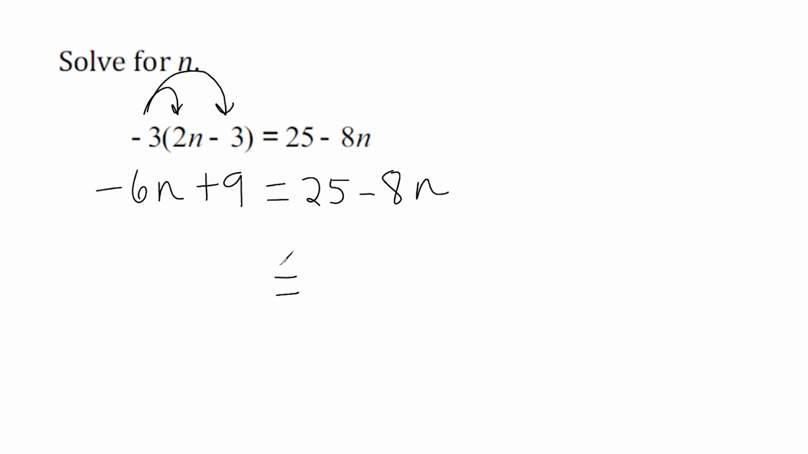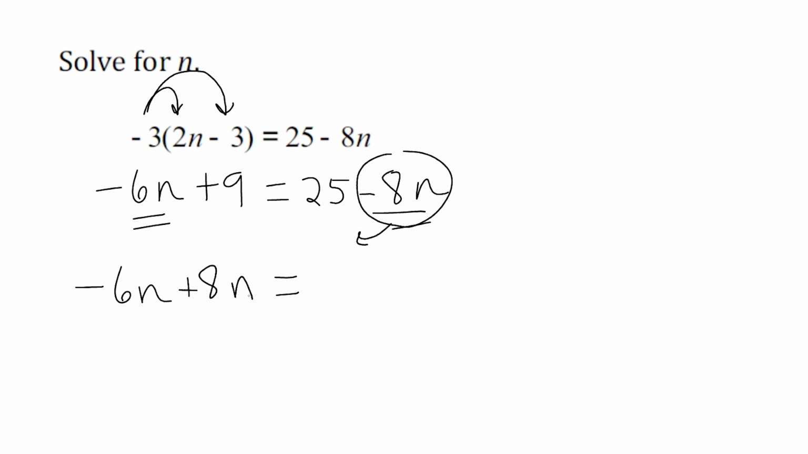And we're going to combine all of our n terms together, and we're going to combine our constants together. But we can't combine them unless they're on the same side of the equal sign. So here's what we're going to do. We're going to keep this -6n on this side. We're going to take the opposite of -8n and move it to the other side by writing +8n.